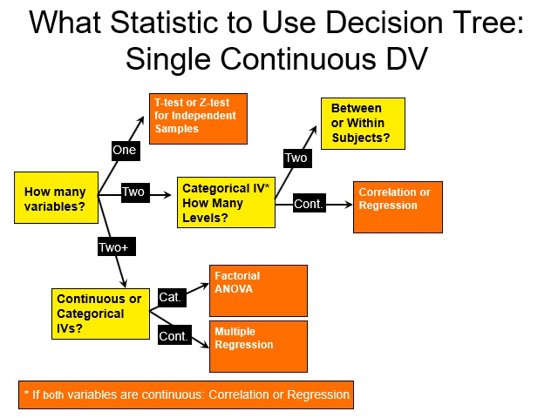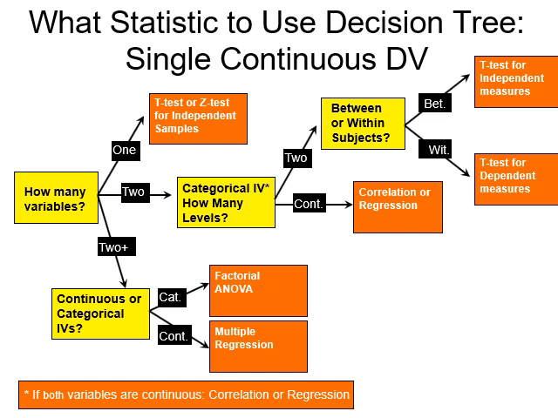Is it between or within subjects? Are people being exposed to both levels of the IV, or are they only exposed to one level? If there's only one level, that's a between design, and we do a t-test for independent measures. If they're exposed to both levels, that's a within design, we do a t-test for dependent measures.